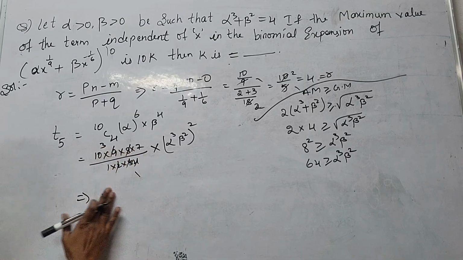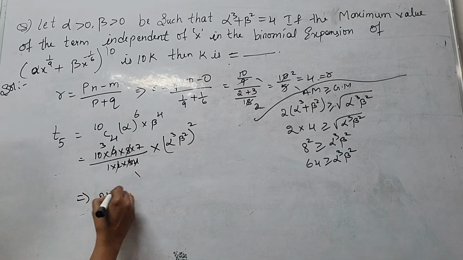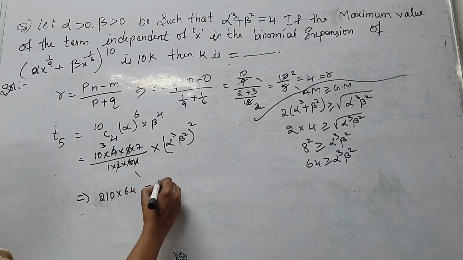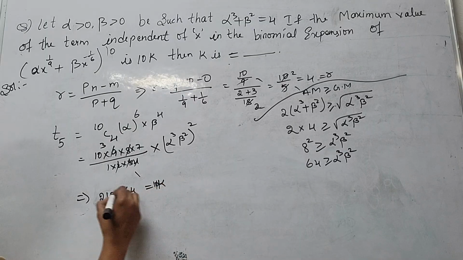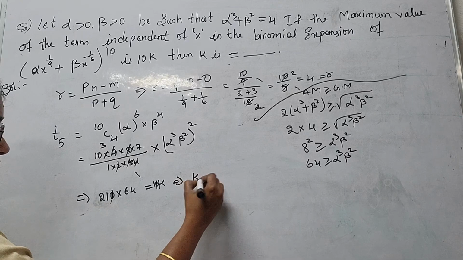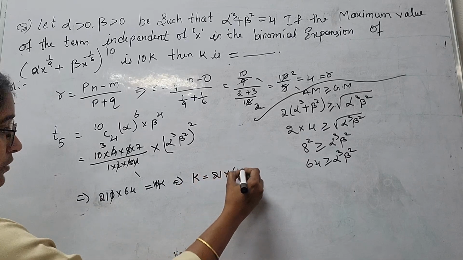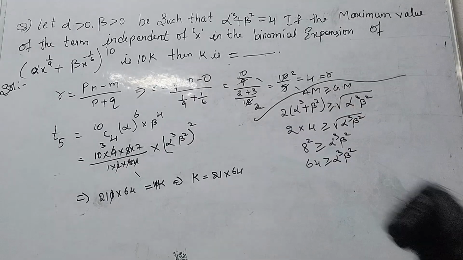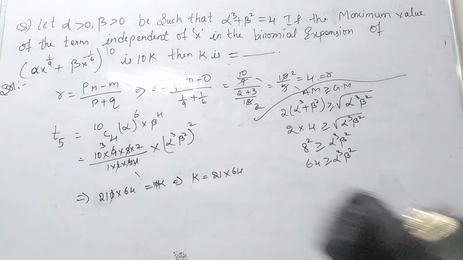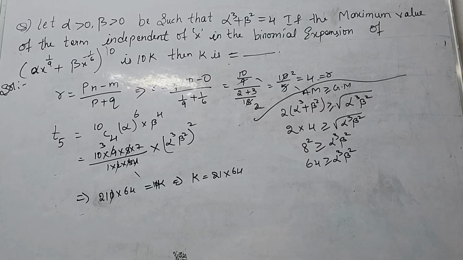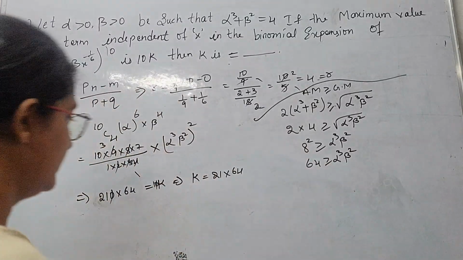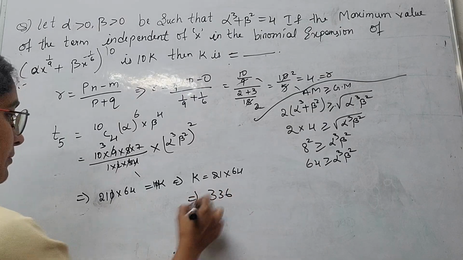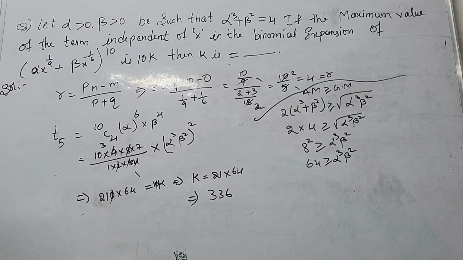10 into 3 7s are 21. 210 into 64 is equal to 10k. If I cancel 10 and this, then k will be how much? 21 into 64. So how much will the answer be? Final answer of it is how much? Yeah, 336. If you multiply, you will get it. You can check it out. Is it correct?